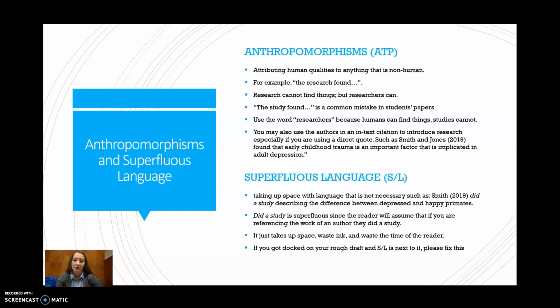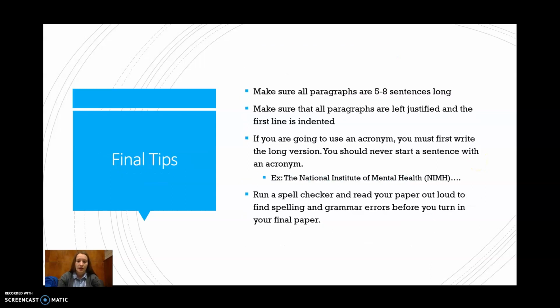So I know it takes out some length of your paper, and I know that can be frustrating, but we need to avoid this type of writing. So please go back and look at your rough drafts that have been graded and check if you have S/L and fix that. Okay, final tips. Make sure all your paragraphs are 5 to 8 sentences long. You should never have a paragraph that is less than 5 sentences. And we really try not to go over 8 sentences or else it's too long. Make sure they're all left justified and that you're indenting the first line.